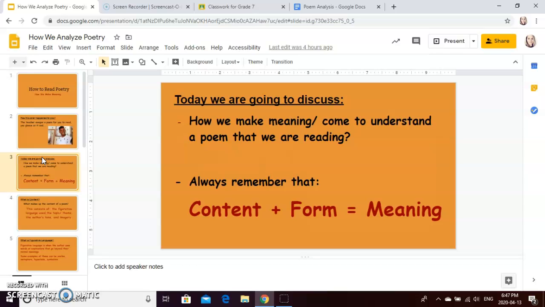And there is a simple equation that you can use to solve this problem when it comes to reading a poem and trying to understand the message the author is trying to send. You need to remember content plus form equals meaning. Now, I know that doesn't really make sense right now, but I'm going to go into each of those terms and explain what I mean when I say content and what I mean when I say form.